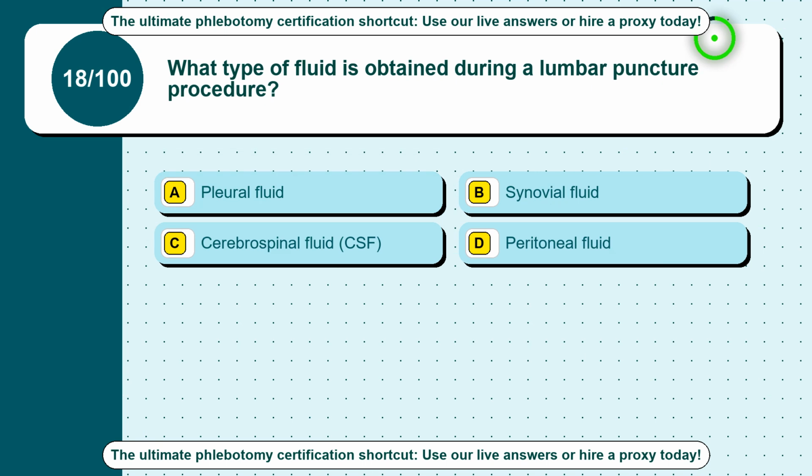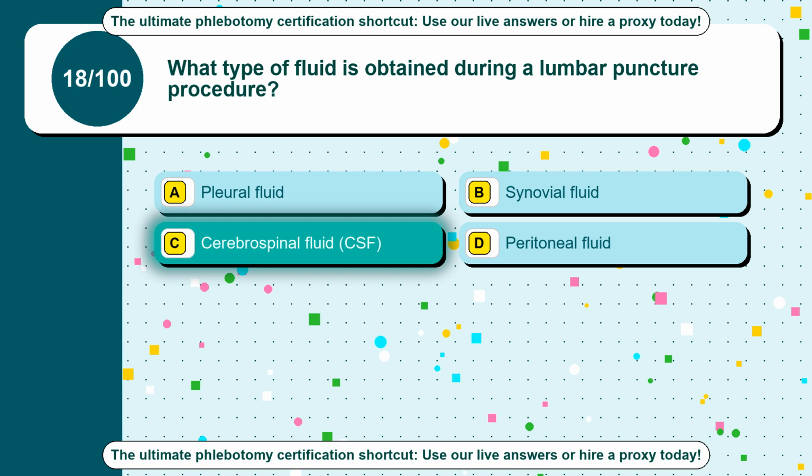Question 18. What type of fluid is obtained during a lumbar puncture procedure? Option A. Pleural fluid. Option B. Synovial fluid. Option C. Cerebrospinal fluid, CSF. Option D. Peritoneal fluid. The correct answer is option C.